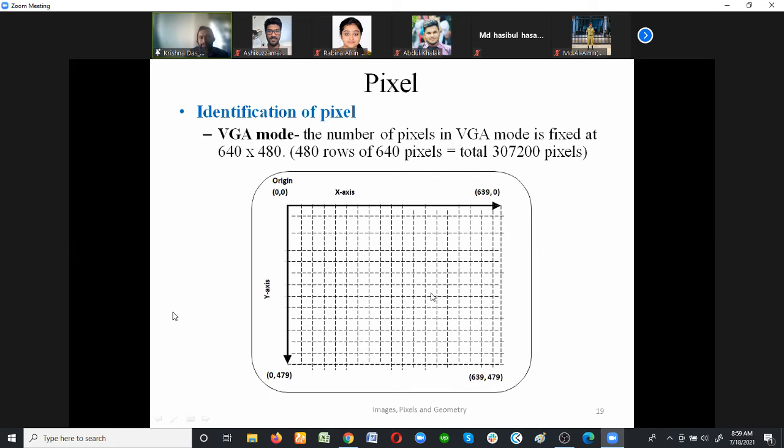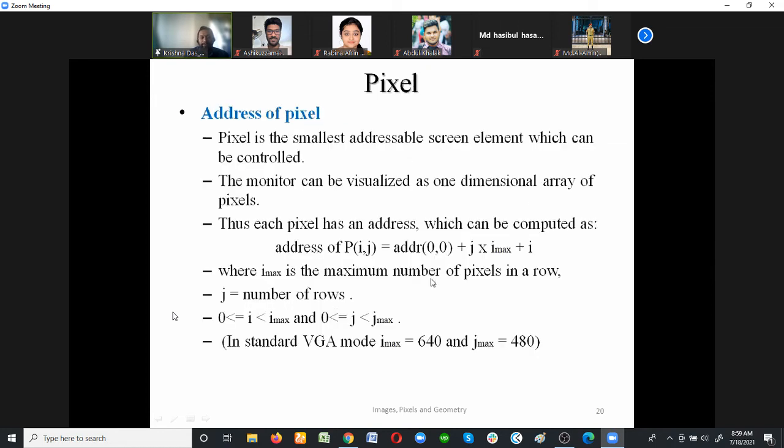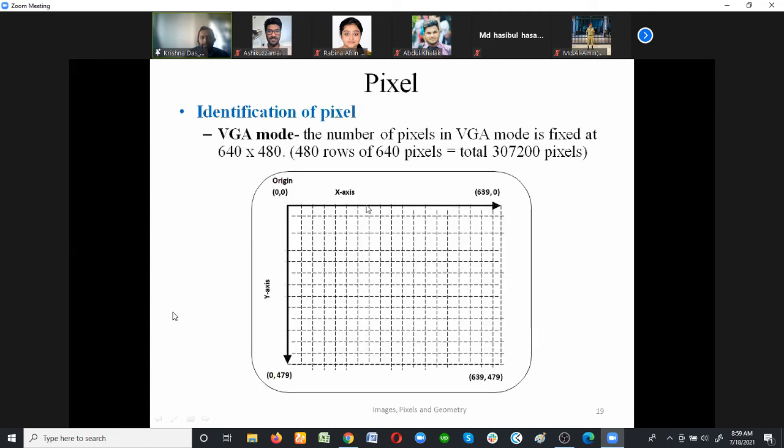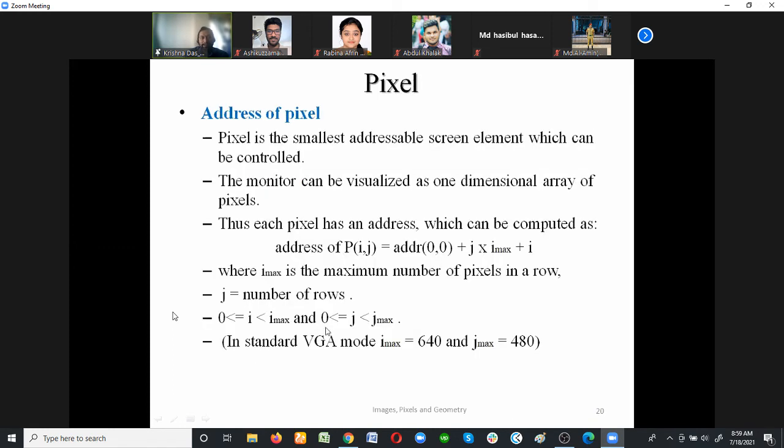As we know, this is the raster graphics that they have. Intensity value means actually the color value, as you can find out. So Imax is the maximum number of pixels in the row, that is, the value on the x-axis. 640 is the Imax in this case, and j is the number of rows that we have.